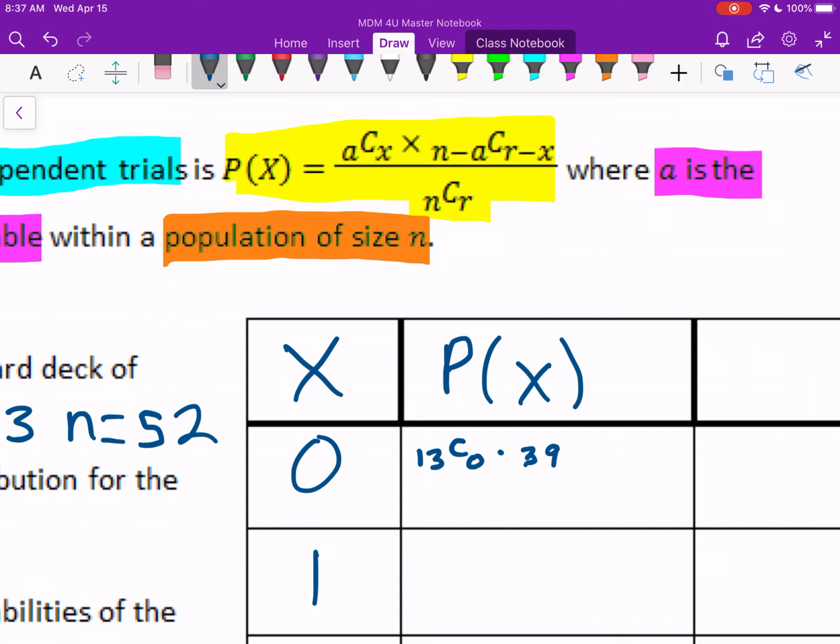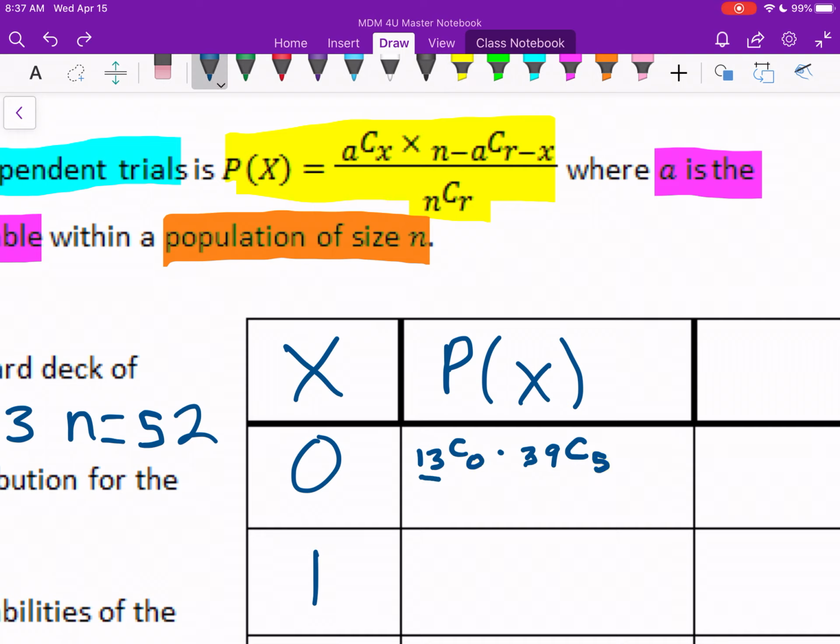So let's think that through. There's 52 cards in the deck, 13 of them are hearts, so 52 minus 13 is 39. That means there's 39 other cards, 39 failures in the deck. And of those 39 failures, in this case, we're looking to get 5 failures. So this plus this equals N. 13 successes plus 39 failures equals the 52 cards in the deck. This plus this equals the number of trials we're doing. In this case, we want 0 successes plus 5 failures to add up to our 5 trials.